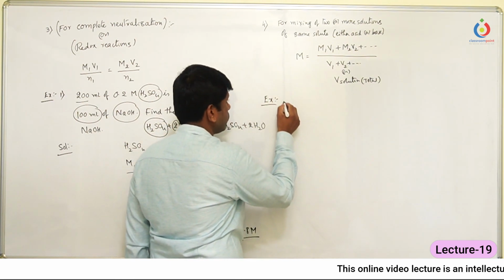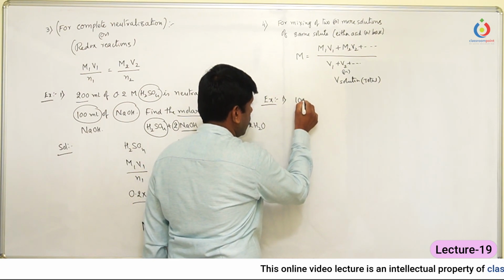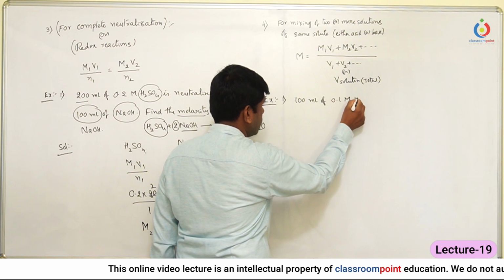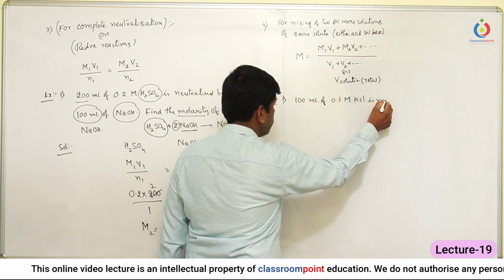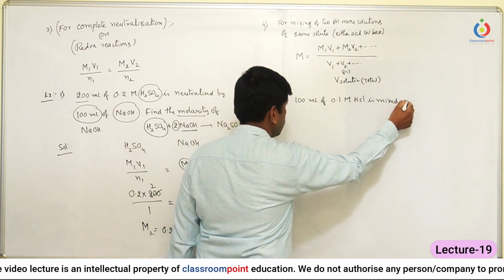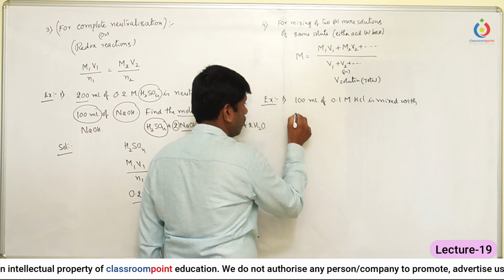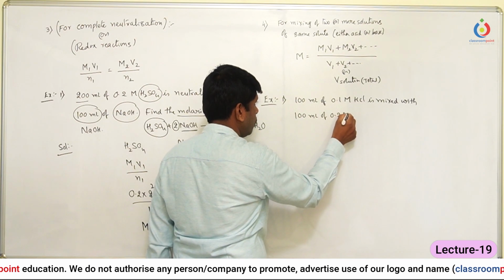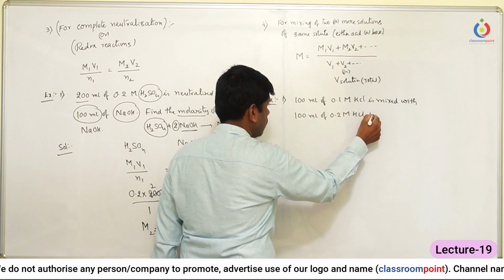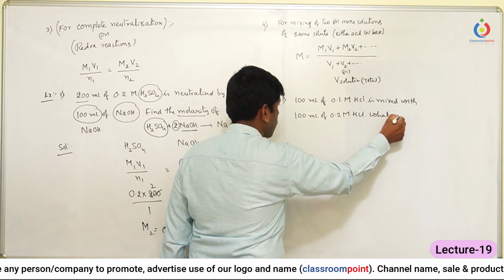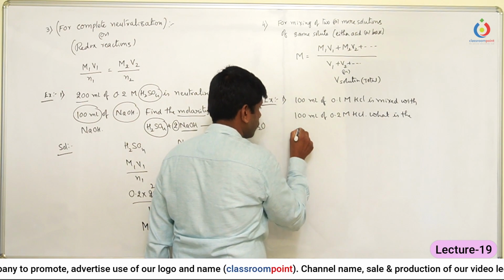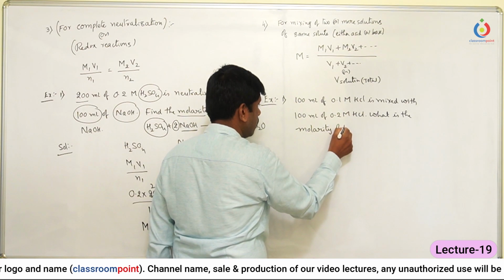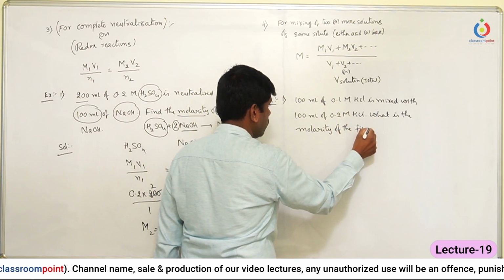In the first one, 100 ml of 0.1 M HCl is mixed with 100 ml of 0.2 M HCl. What is the molarity of the final solution?